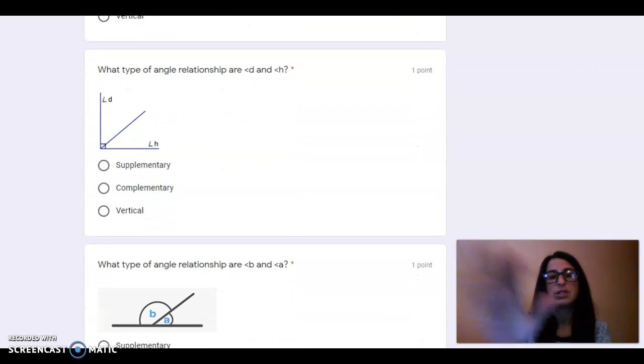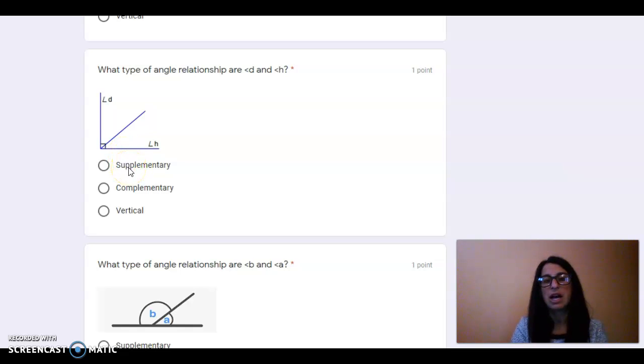Okay. Next question, what type of angle relationship are D and H? Notice there is a right angle symbol. So when these two angles are added together, they equal 90. So is that a supplementary angle, complementary angle, or vertical angle?